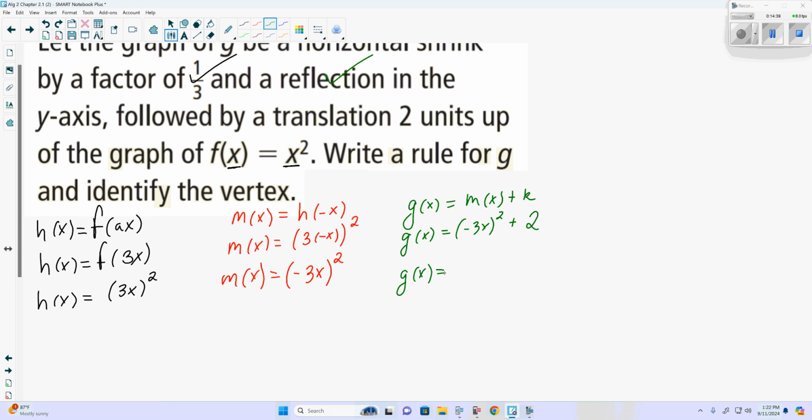Now, if we wanted to, we could simplify it a little bit. Negative 3x squared. When we square something, we're multiplying it by itself, yes? If there's a single term, we square both. We multiply both terms by itself. Here we're saying we have negative 3x times negative 3x. Negative 3 times negative 3 is 9. x times x is x squared. So our negative 3x squared is 9x squared plus 2.